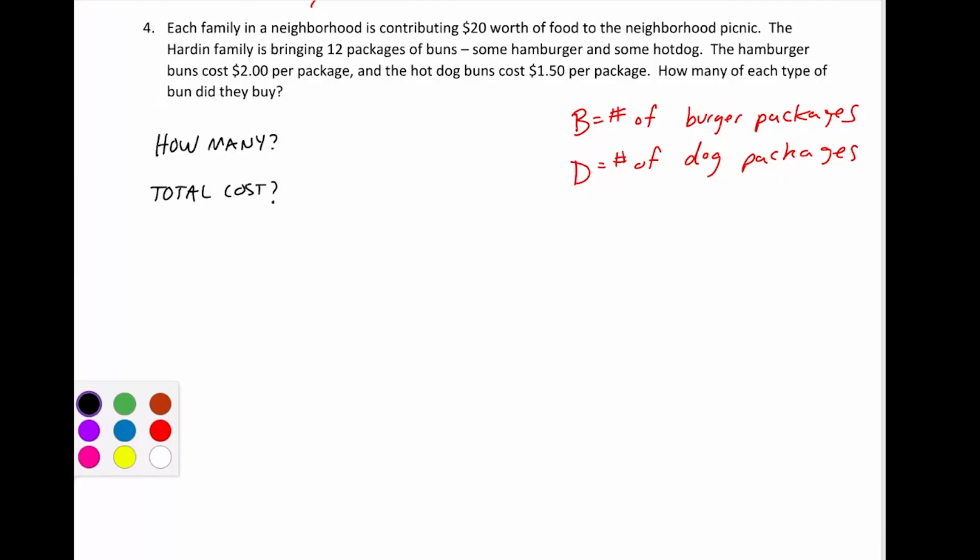All right, so the Hardin family is bringing 12 packages of buns total. Some burgers, some dogs. So the total, as far as how many, is the number of burger packages plus the number of dog packages should equal 12. It's a total number. And then as far as the cost, the burger packages are $2, so 2B plus $1.50, and you could put 1.50, you don't really need the 0 there, D. And the total here is $20.